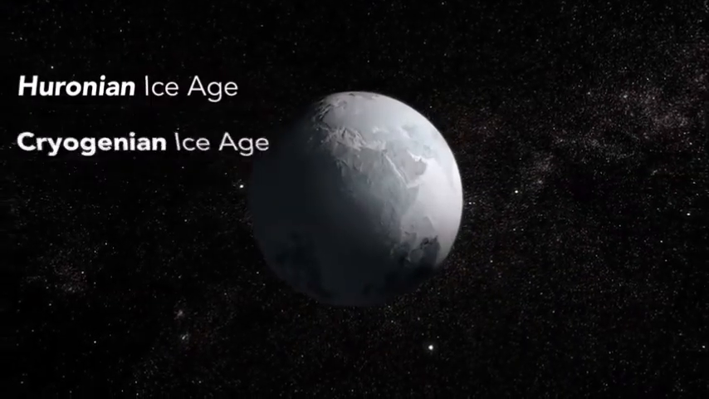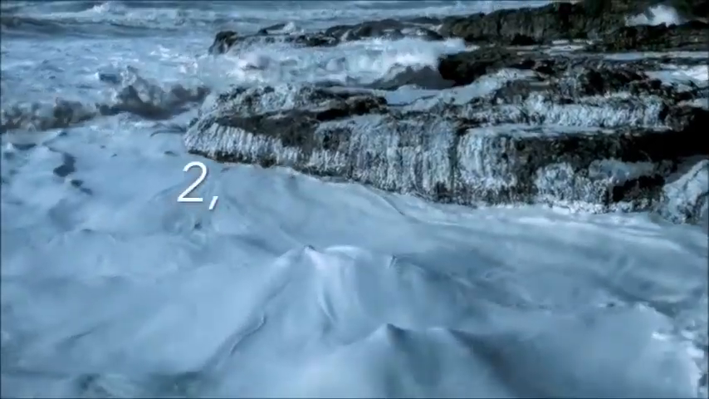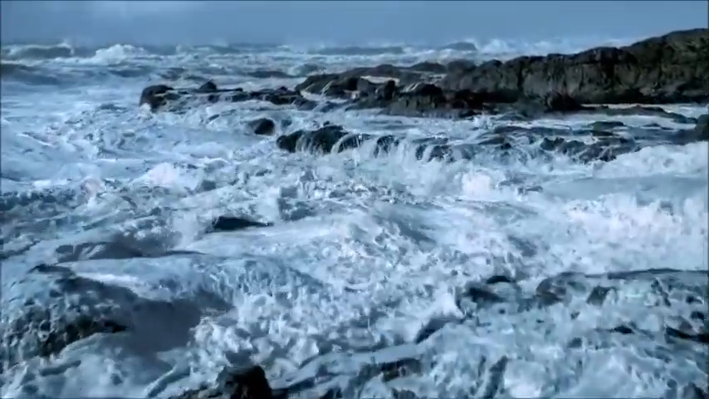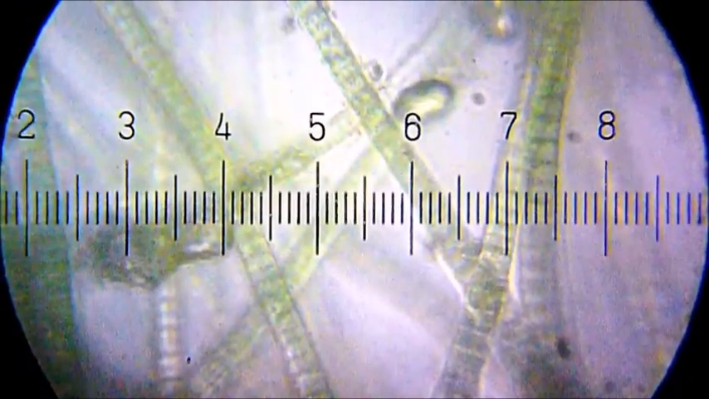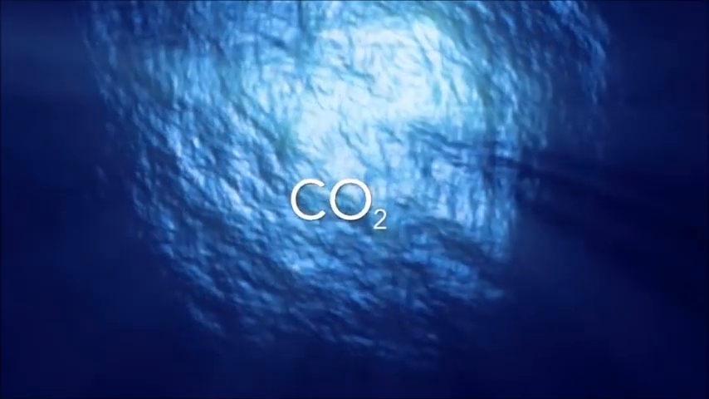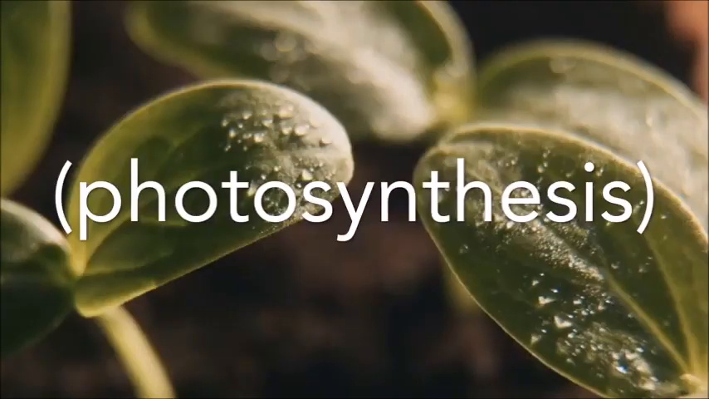The Earth has only experienced 5 major ice ages. The first began 2.4 billion years ago when the only life to be found on the planet was ocean-dwelling, unicellular, and anaerobic. This all changed when evolution delivered cyanobacteria, the first organism capable of converting carbon dioxide and water into useful sugars with the help of the sun, photosynthesis.